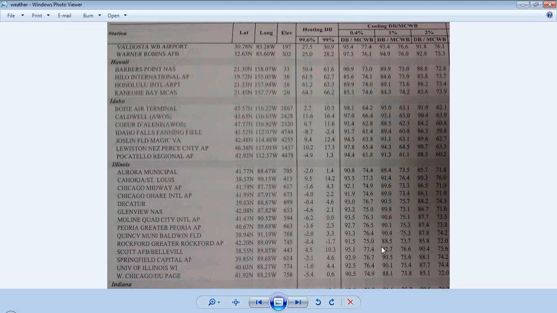So make sure you use the correct numbers out of this table. And obviously this table has all the states in it. I'm just showing you Illinois because most of you that logged in were from Illinois. So for Aurora, 1.4 would be the correct one.